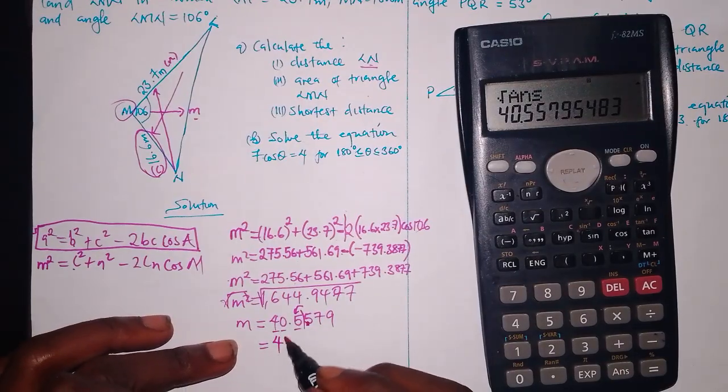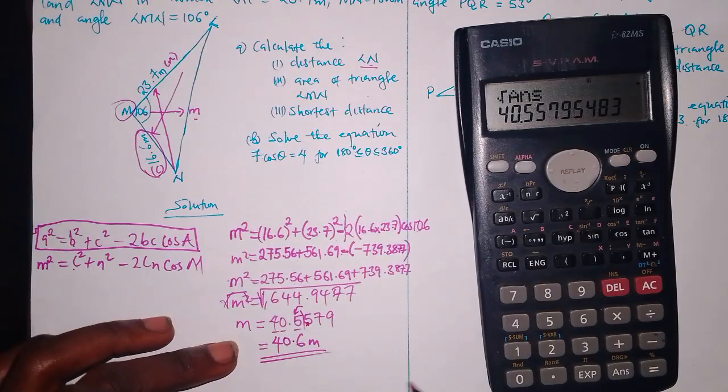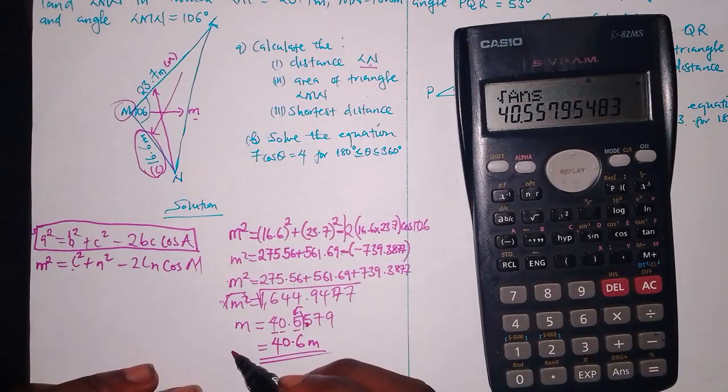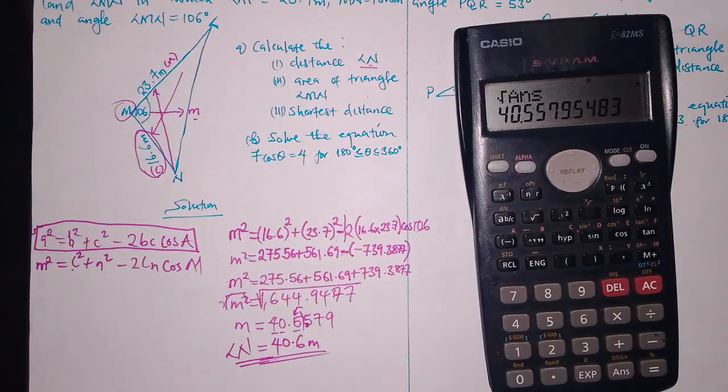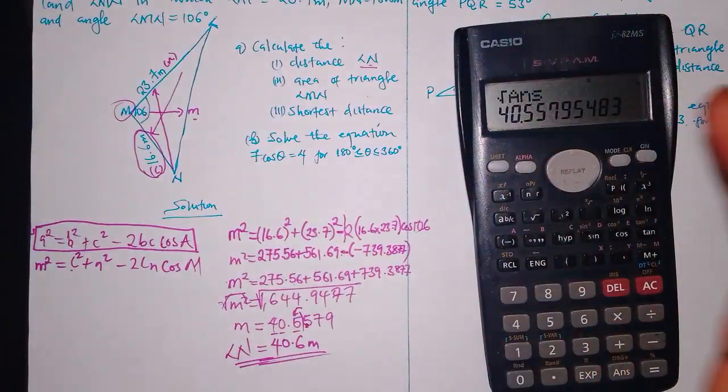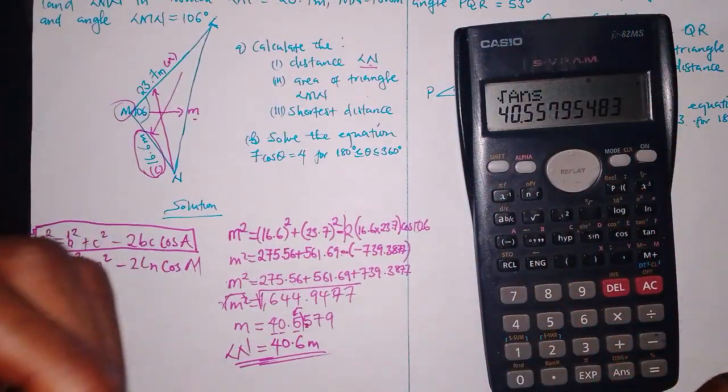So you have 40.6 meters as your distance, LN. So that's how you can solve this question. And this question is 5 marks, so this is how you can get your 5 marks.